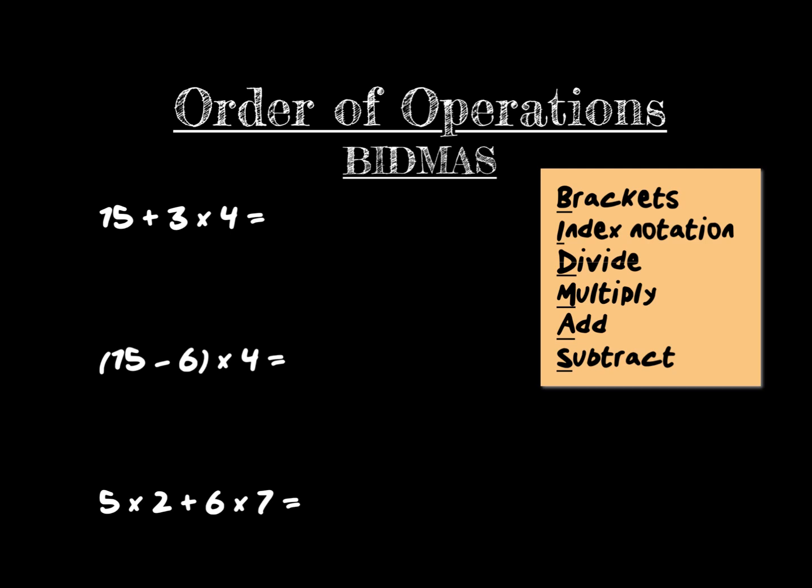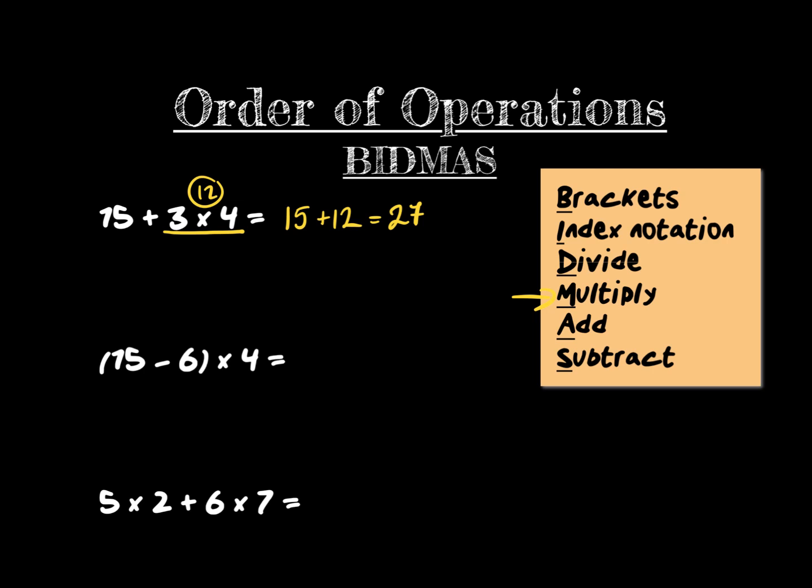So let's look at a first example. So in this question here, we have got a multiply. A multiply, if you look at your BIDMAS, comes before add and subtract. So we're going to do our multiply first. So 3 times by 4 is 12. So we'll now be doing 15 plus 12, because 3 times by 4 is 12. So 15 plus 12 is 27. So you did your multiplication first, and then you did your adding second.